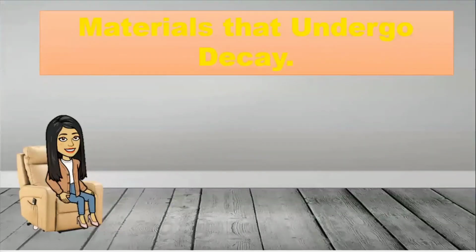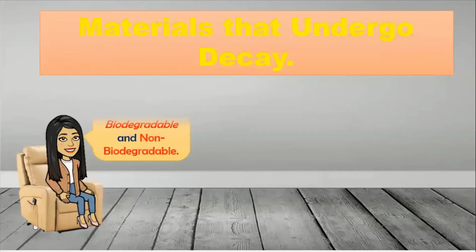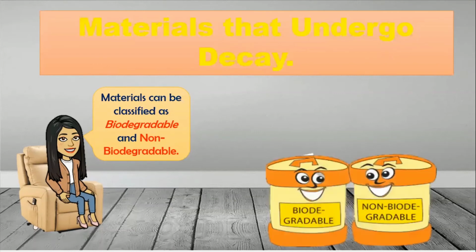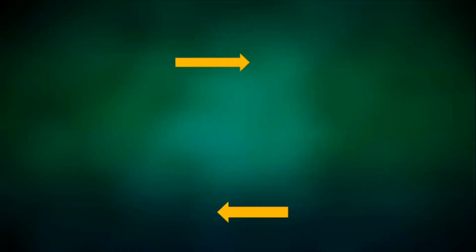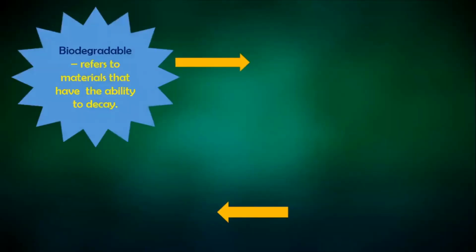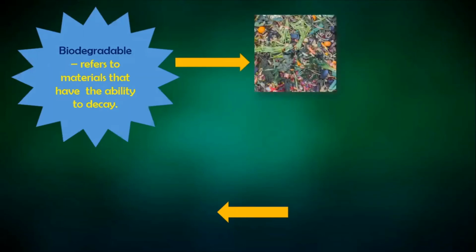Then let's proceed to materials that undergo decay. Materials can be classified as biodegradable and non-biodegradable. Biodegradable refers to material that has the ability to decay. Like this, some biodegradable materials decay very fast. This includes fruit peelings, seeds and stems of fruits and vegetables. They can be made into compost that helps improve the soil.